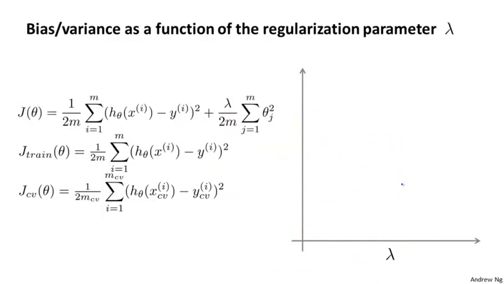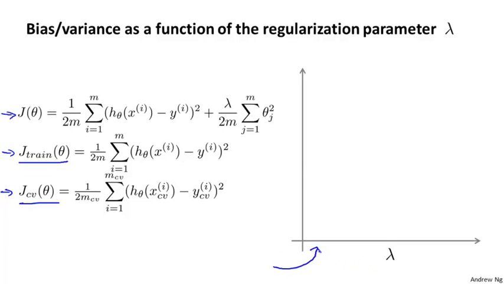The last thing I'd like to do in this video is get a better understanding of how cross-validation and training error vary as we vary the regularization parameter lambda. And just a reminder, that was our original cost function J of theta, but for this purpose we're going to define training error without using the regularization parameter, and cross-validation error without using the regularization parameter. And what I'd like to do is plot this J train and plot this J CV, meaning just how well does my hypothesis do on the training set, and how well does my hypothesis do on the cross-validation set, as I vary my regularization parameter lambda.